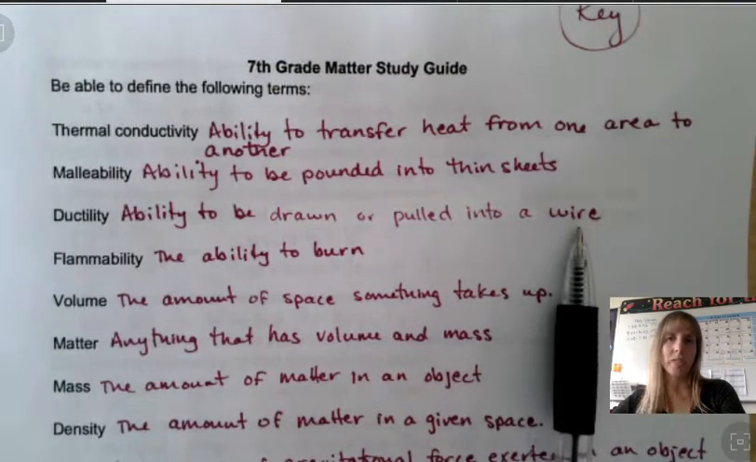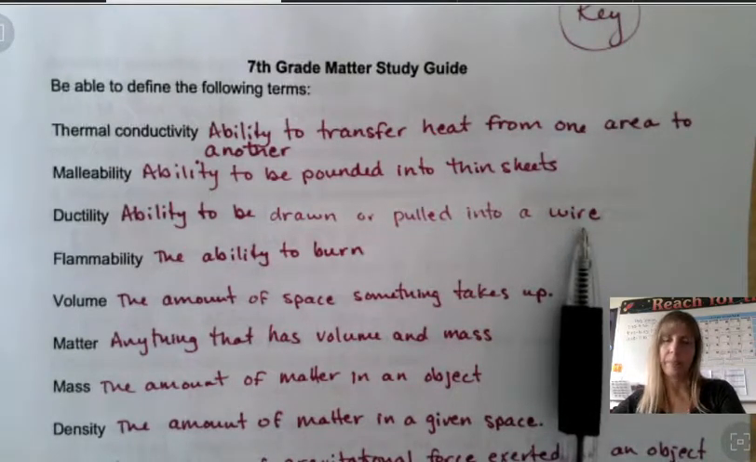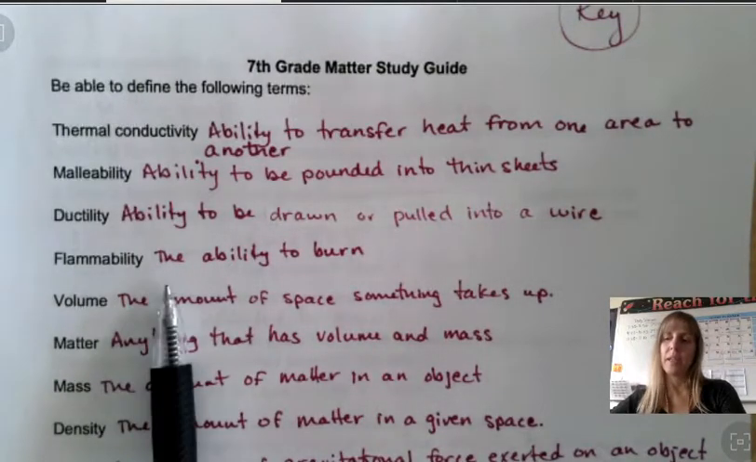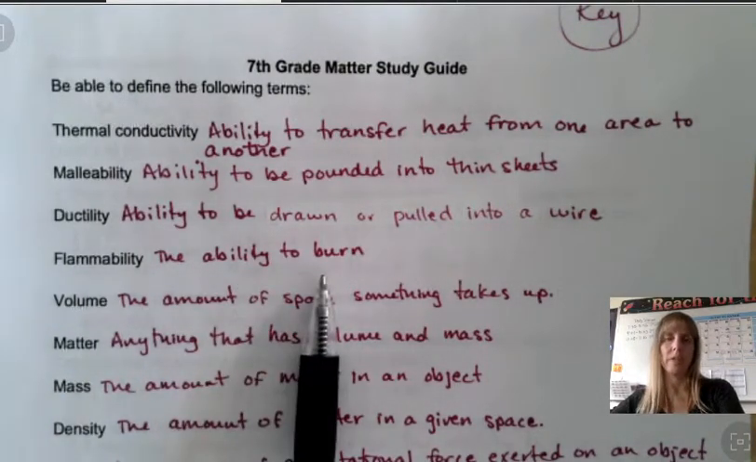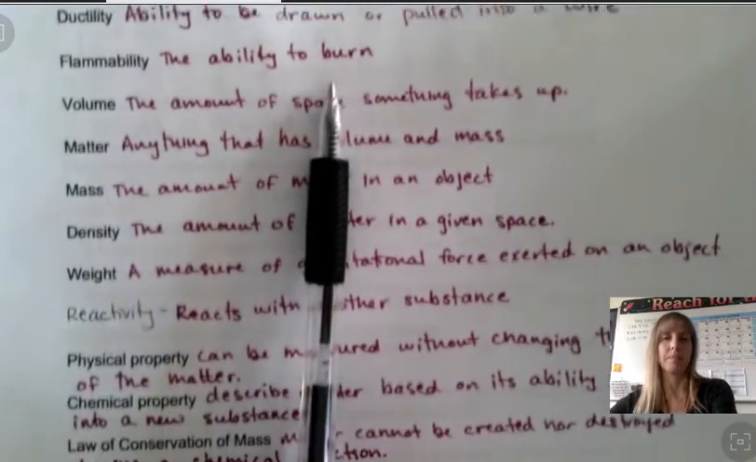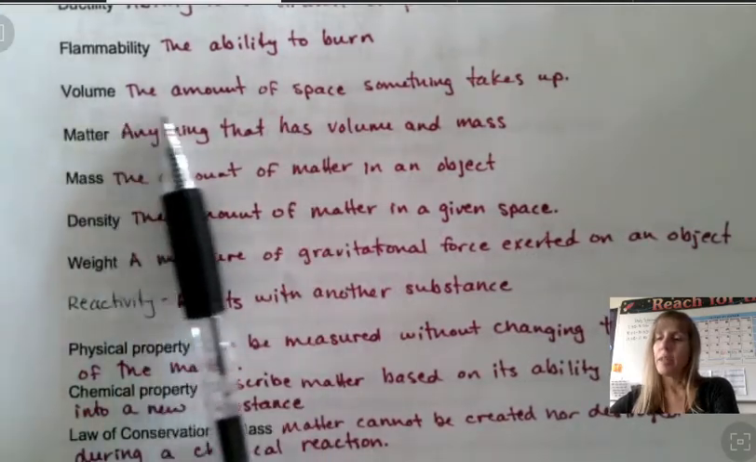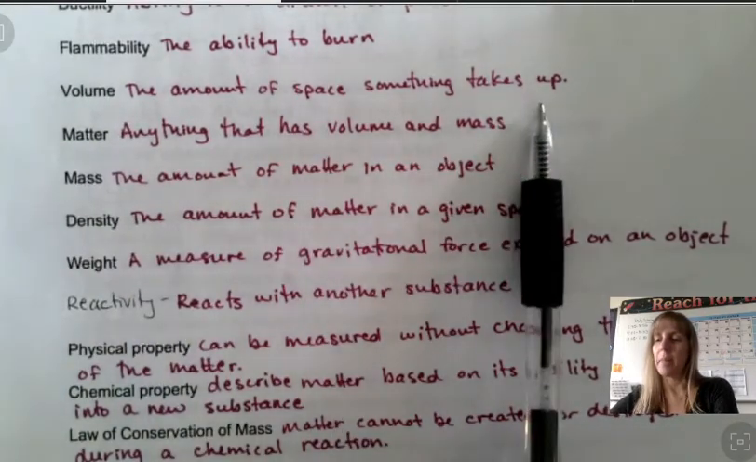Remember, you can pause this video anytime so that you can keep up with the definitions if you like. Flammability is the ability to learn. Sorry, looks like that. It's the ability to burn. Bad handwriting, Mrs. Tomlinson. Volume, the amount of space something takes up.